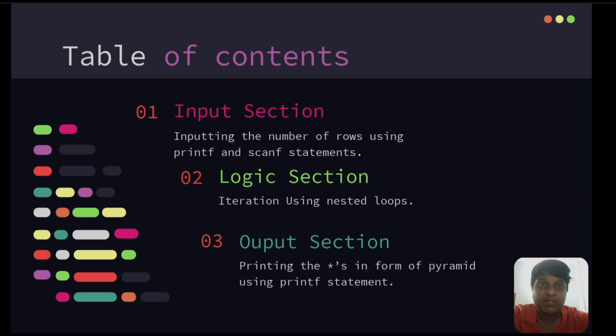Table of contents. I have divided this program into three parts: input section, logic section and the output section. In the input section, we input the number of rows using printf and scanf statements. In the logic section, iteration using nested loops. In the output section, printing the stars in the form of a pyramid using the printf statement is done.